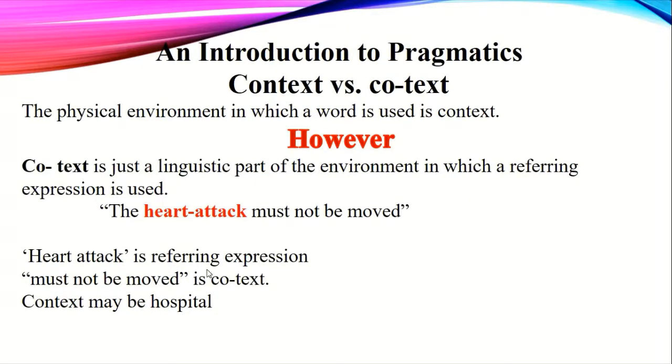Context versus co-text. The physical environment in which a word is used is called context. However, co-text is just the linguistic part of the environment in which a referring expression is used. For example, the heart attack must not be moved. Here, heart attack is a referring expression and must not be moved is the co-text. And the context may be a hospital.